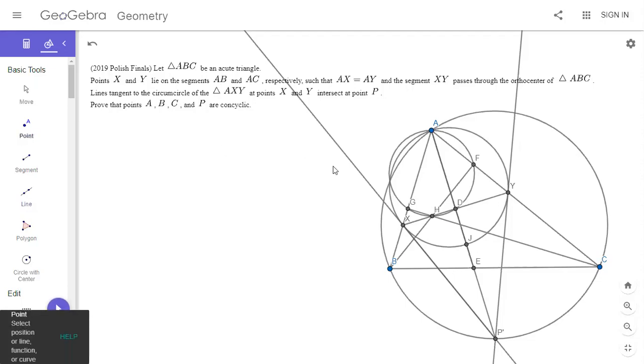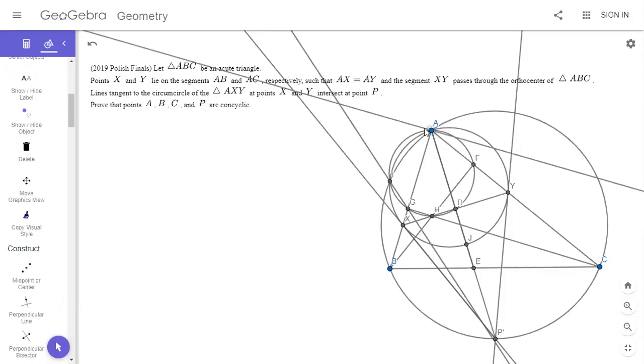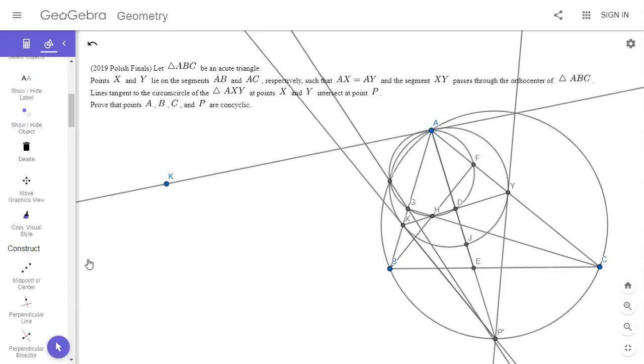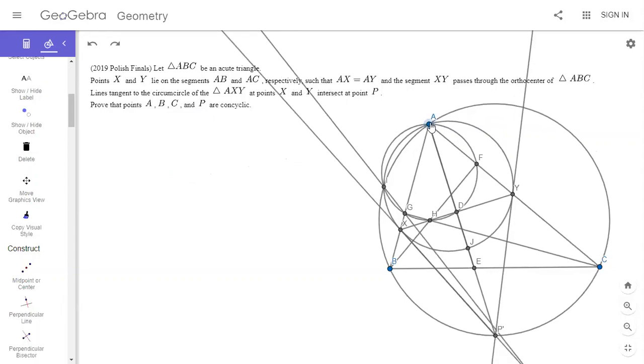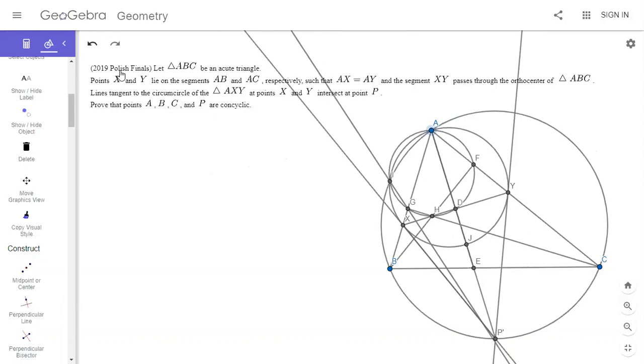So I wonder if... it looks like these three circles meet at a point. And I think IG passes through P prime. Actually, I'm not 100% sure. Let's see. Not necessarily. But basically, we know by symmetry that AP prime is an angle bisector of XP prime Y.